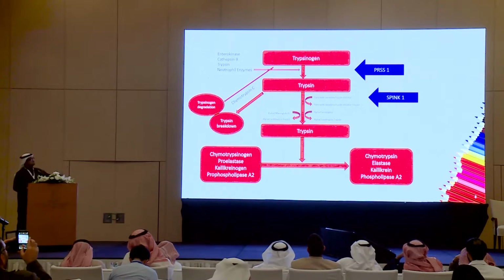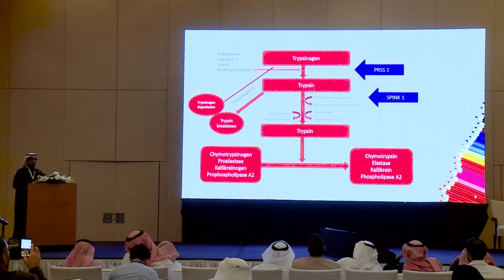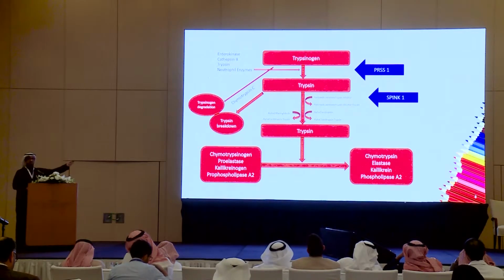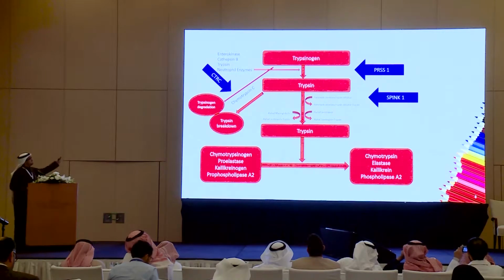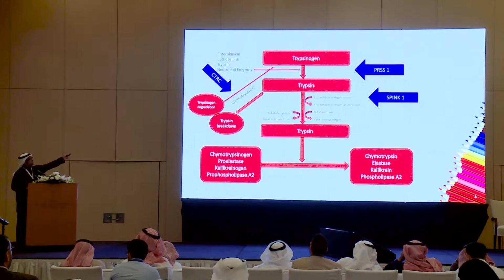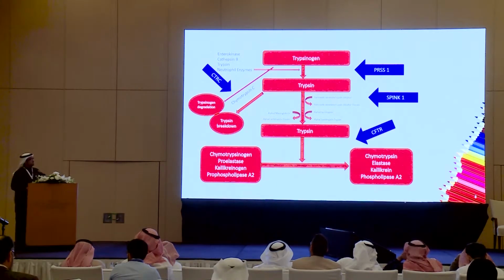The other, which is the SPINK1, actually it's affecting the pancreatic secretory inhibitor. So you will not have enough defense there against whatever is activated inside the acinar cells, and it will lead to recurrent pancreatitis. Also the third one, which is chymotrypsin C mutation, will affect this chymotrypsin C and will affect this pathway, leading to recurrent acute pancreatitis.